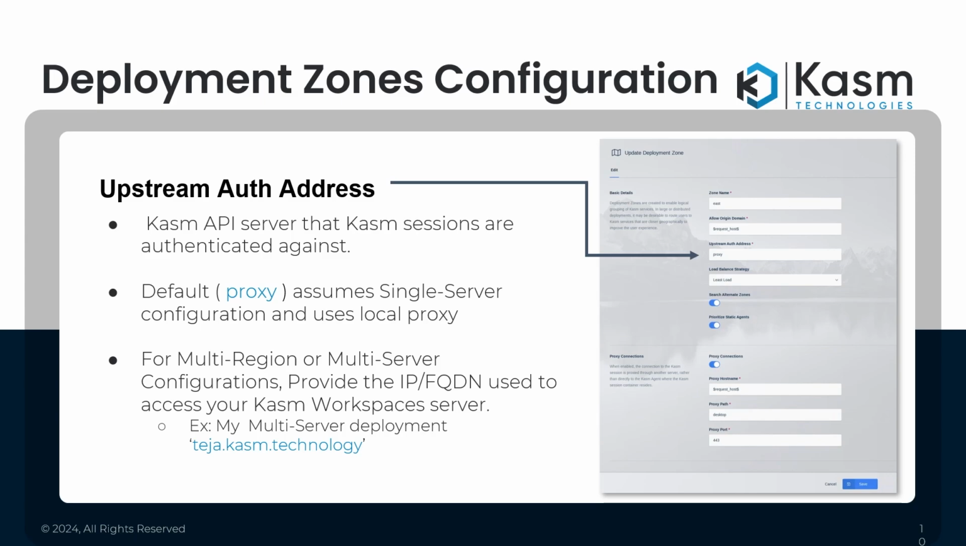In my demo environment that uses a minimal infrastructure, I will set this to teja.kasm.technology. This is because it's the primary Kasm resource in my setup that hosts the Kasm API server. Your API server might sit behind a load balancer or a proxy, and you need to configure this correctly so that the connections to the Kasm sessions can be authenticated.